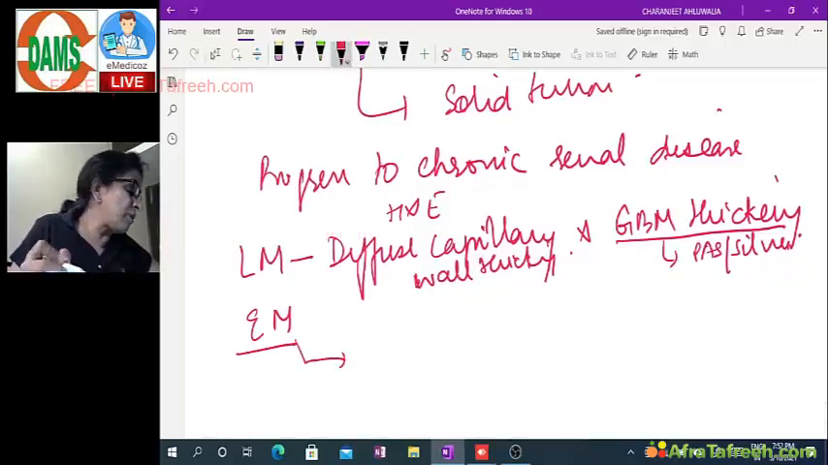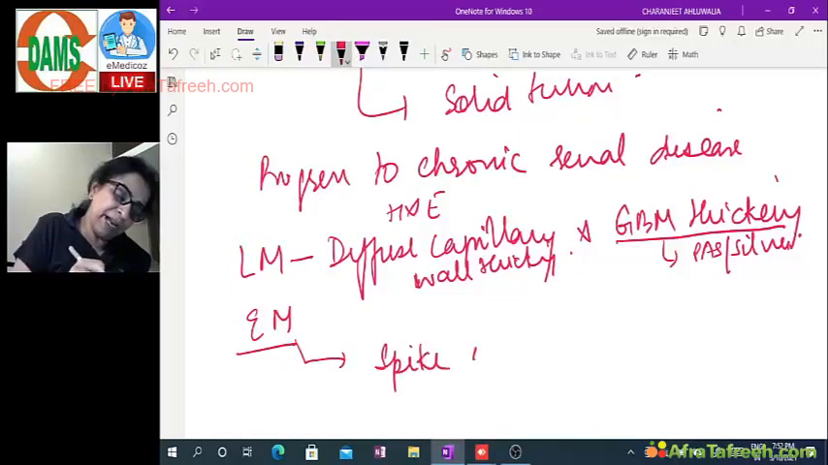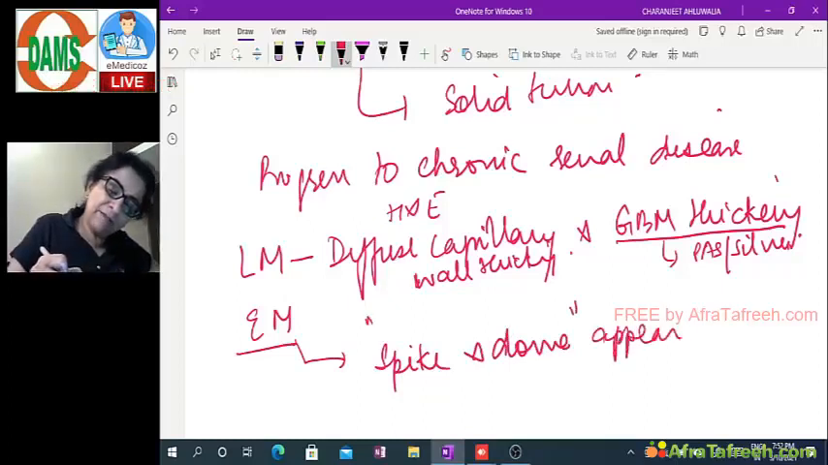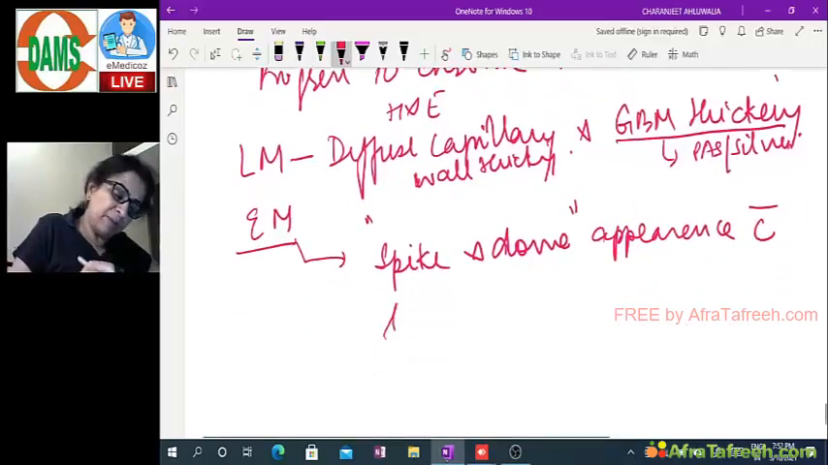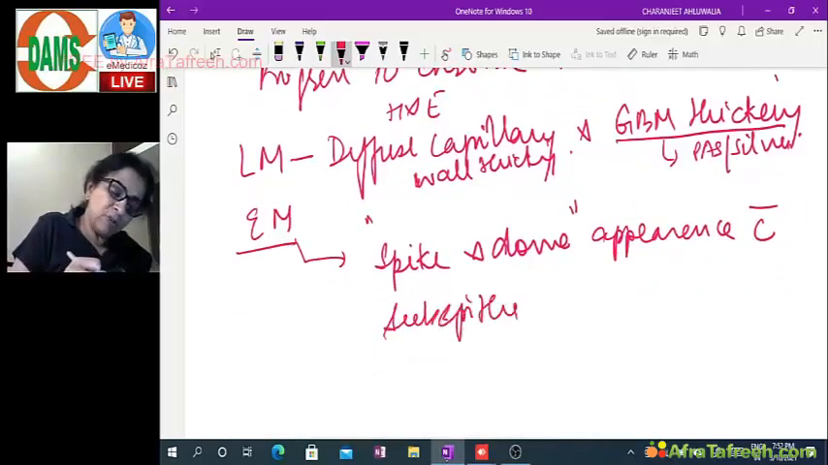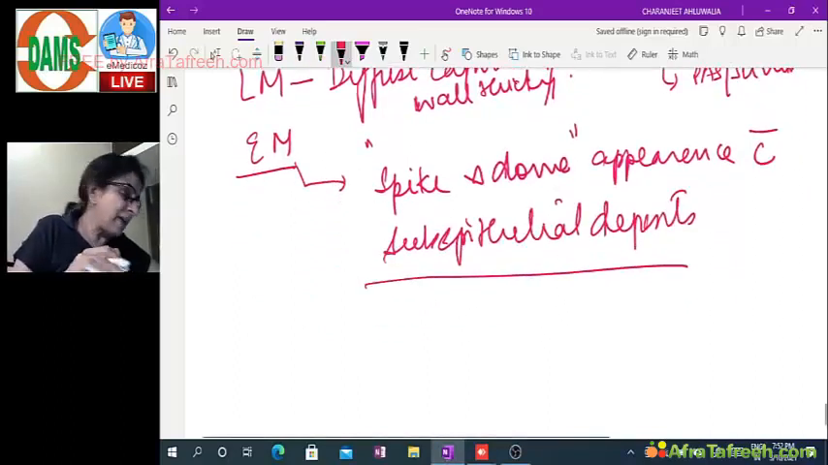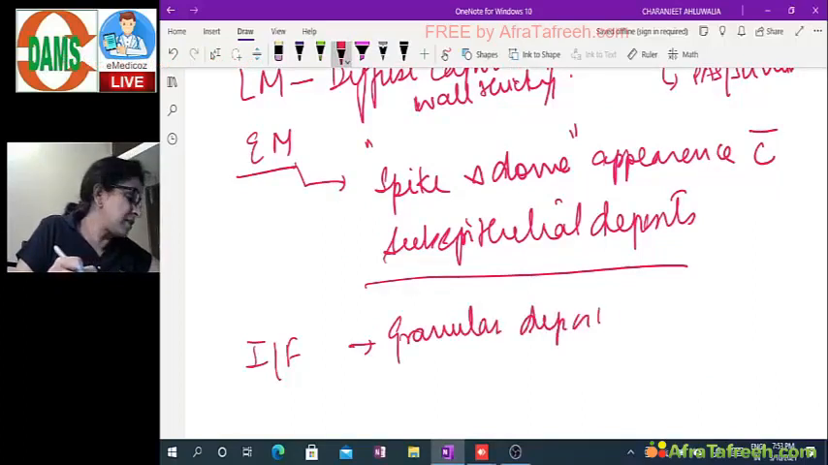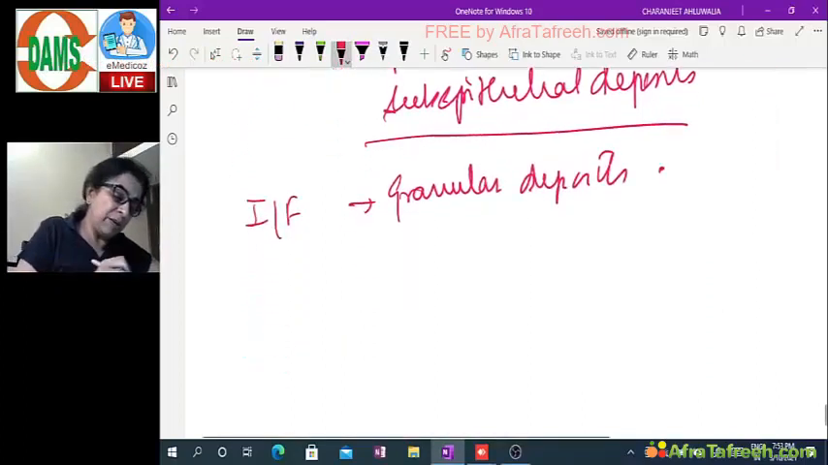Electron microscopy, what do you see? We see a characteristic spike and dome pattern of deposits, with subepithelial deposits. So where are the deposits? They are subepithelial. So there are subepithelial deposits producing a characteristic spikes and domes pattern. And on immunofluorescence, how are the deposits? They are granular deposits. So this is what we see in membranous glomerulonephritis.